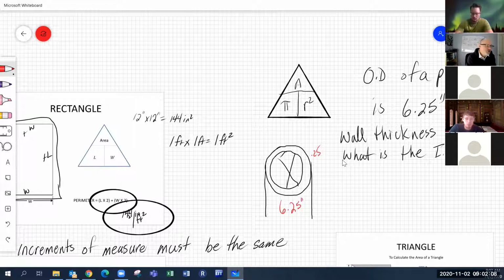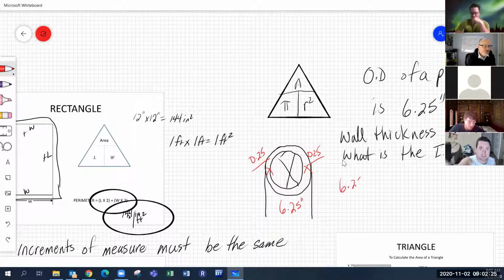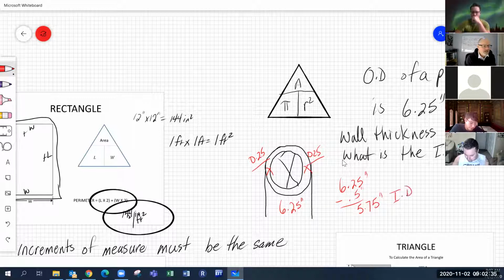We have two wall thicknesses. So right there and right there. We have one there and one there. So we have to take two wall thicknesses off of our outside diameter to get our inside diameter. So that's going to be 6.25 inches minus 0.5 inches, which is equal to 5.75 inches is my inside diameter.